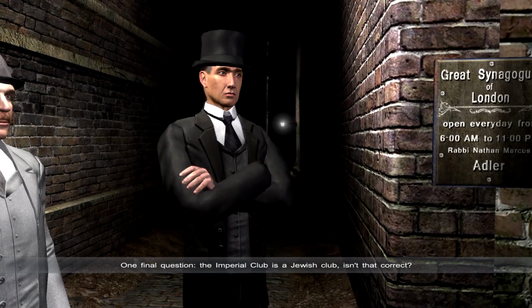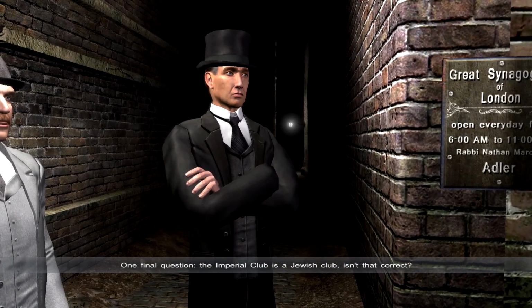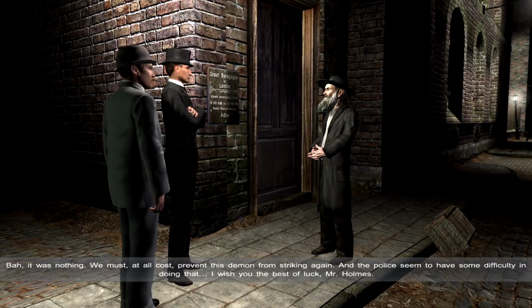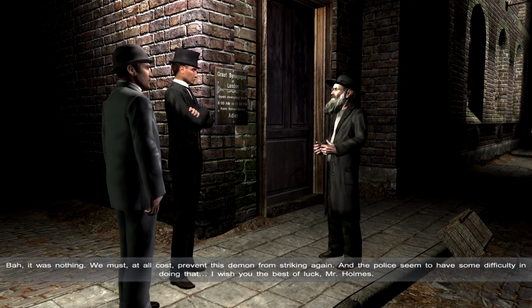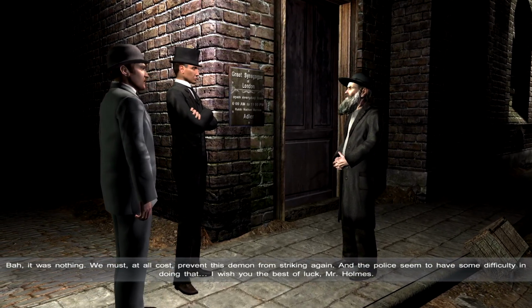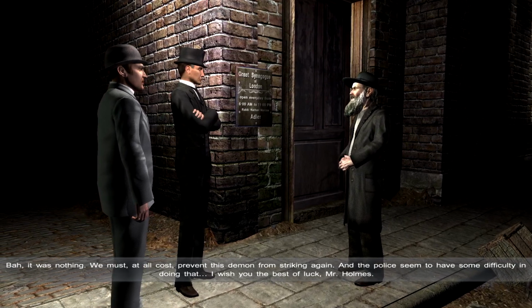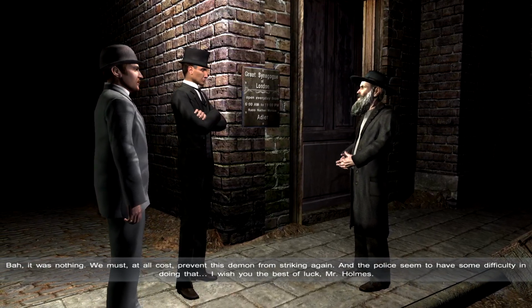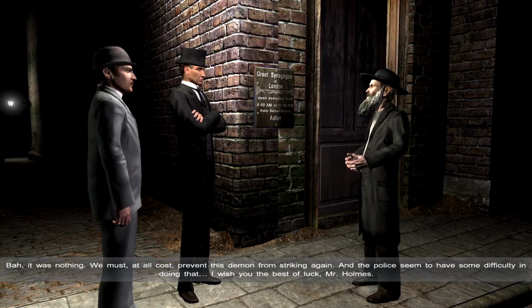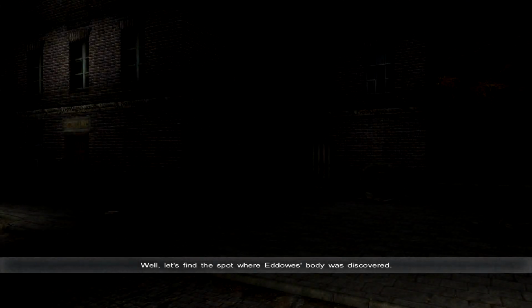The Imperial Club is a Jewish club, isn't that correct? Indeed. Thank you for your help, Mr. Solomonovich. Bah, it was nothing. We must at all cost prevent this demon from striking again, and the police seem to have some difficulty in doing that. I wish you the best of luck, Mr. Holmes. Well, let's find the spot where Eddowes' body was discovered.